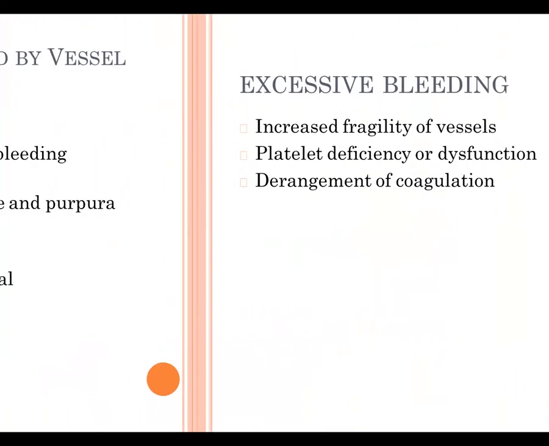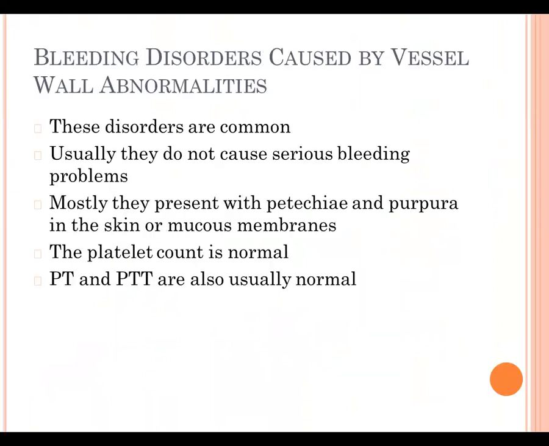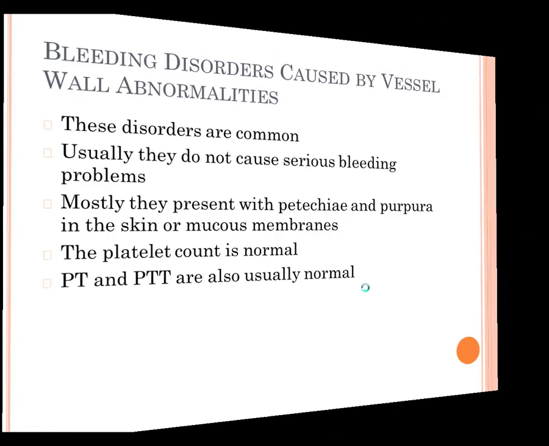Increased fragility of the vessel wall may be due to some disorders that may lead to vessel wall abnormalities. These are the common ones, and they do not cause any serious bleeding. Most of them present with petechiae and purpura in the skin or the mucous membrane. In this condition, when there is an abnormality of the vessel wall, the platelet count remains normal, and the coagulation profile, PT and APTT, are also normal.